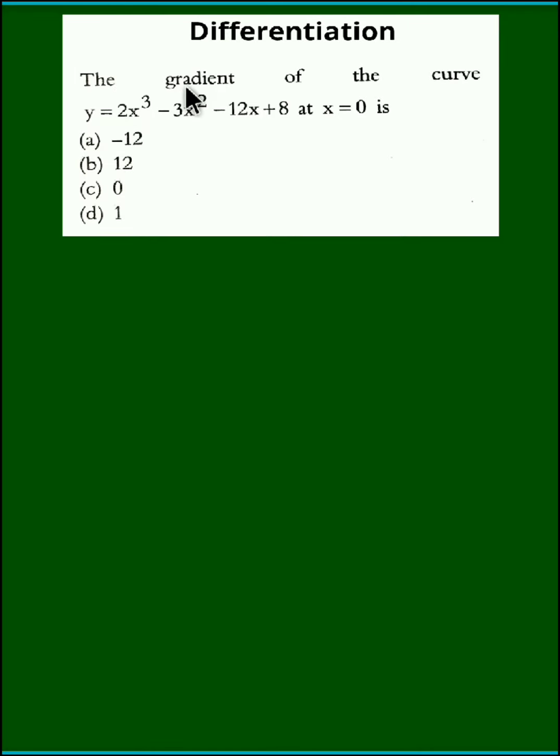The question is: the gradient of the curve y equal to 2x cubed minus 3x square minus 12x plus 8 at x equal to 0 is. So the function given here is y is equal to 2x cubed minus 3x square minus 12x plus 8, and we have to obtain the gradient of the curve.